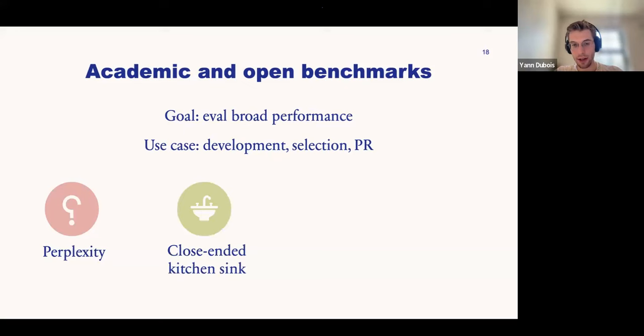The second option that I'll talk about is what I call closed-ended kitchen sink. So that means basically take all the closed-ended tasks that you might perform and just evaluate your model on all of them, thinking that basically if you cover so many potential closed-ended tasks, and your model is good at all of them, it's probably good at your own task too.